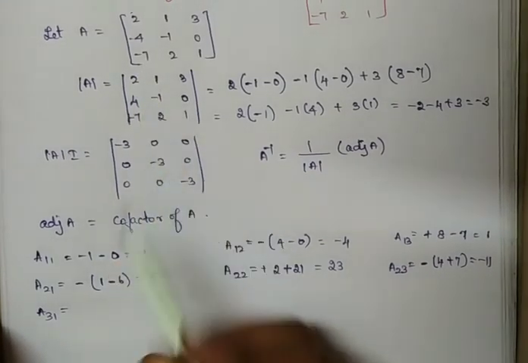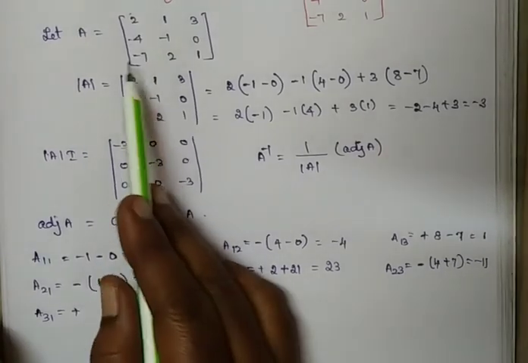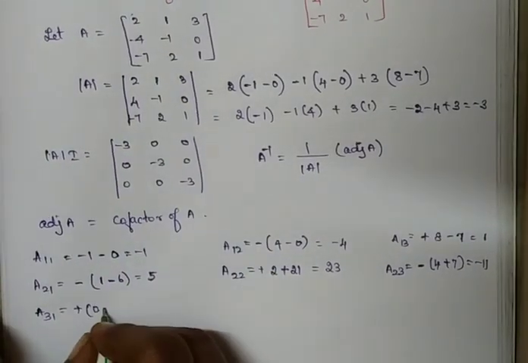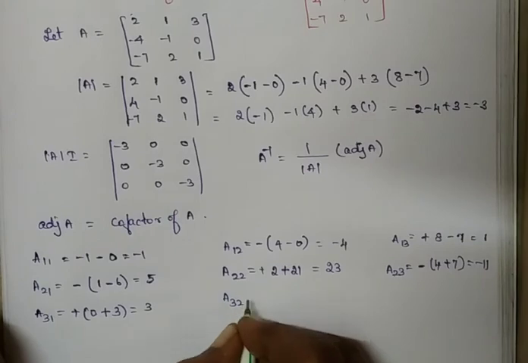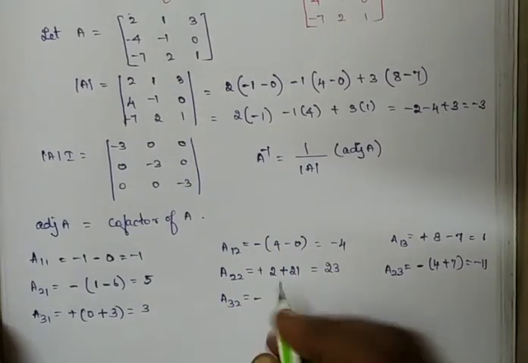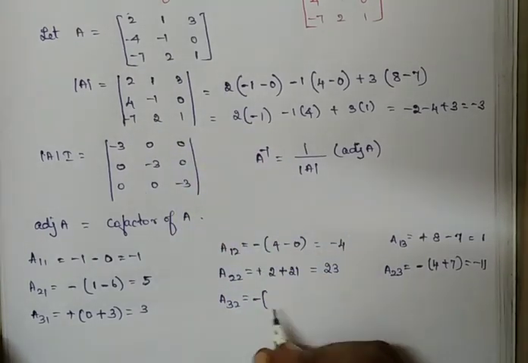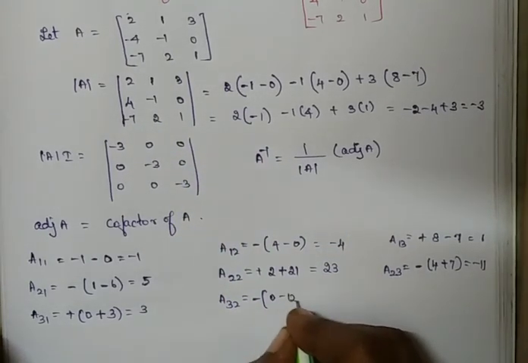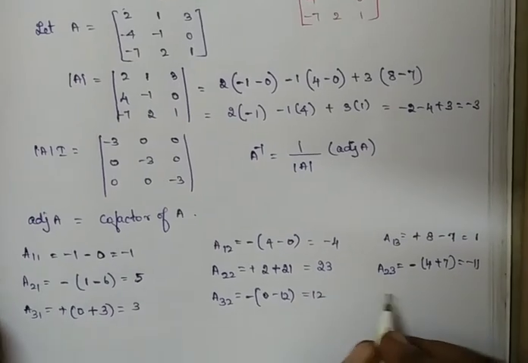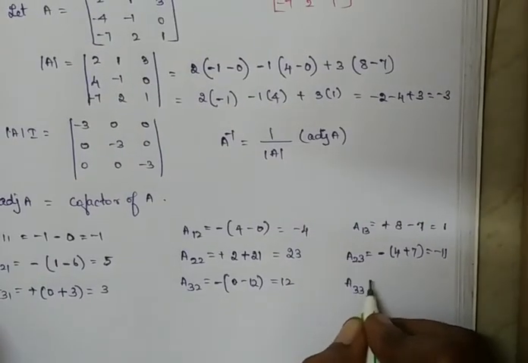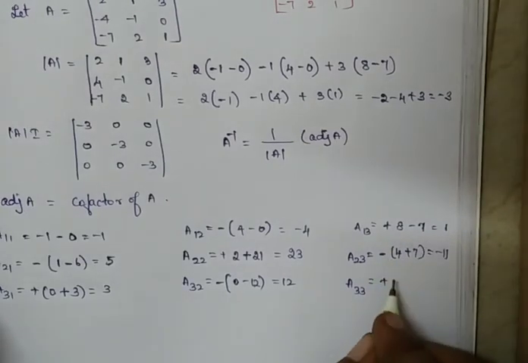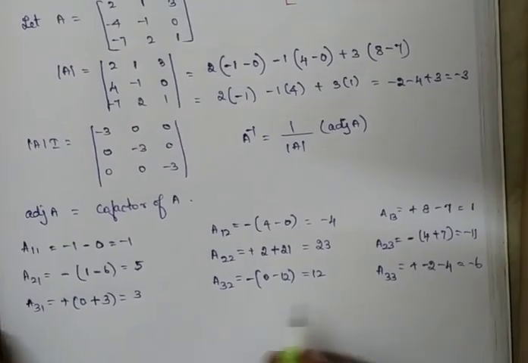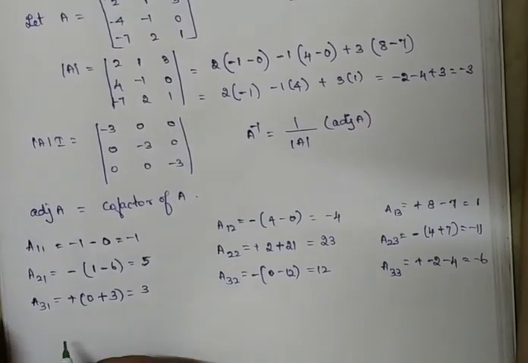Next A31, for this place the sign is plus here. Now leave the row, leave the column, 0 minus of minus 3 is plus 3, that is equal to 3. Now A32, for this place the sign is minus here, now multiply, so it is 0 minus 12, so minus of minus 12 is equal to plus 12. Now next A33, the place sign is plus here, now multiply, that is minus 2 minus 4 equal to minus 6. Now the cofactor matrix we have found.